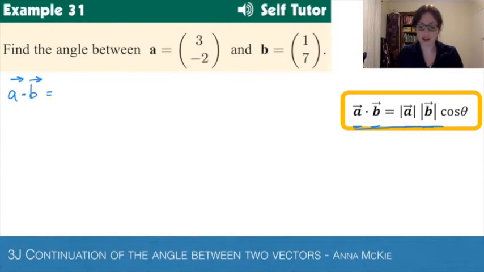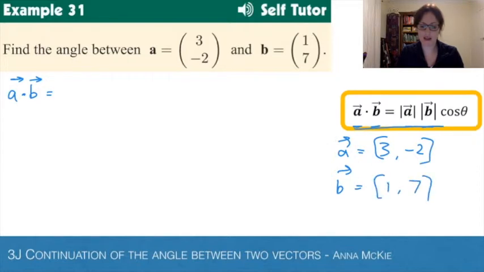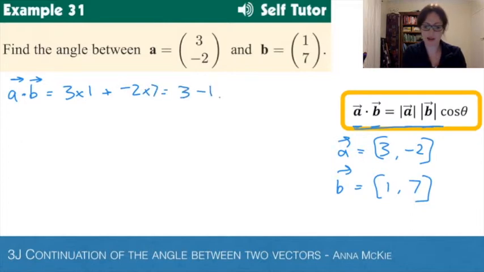I might just do it off to the side here because I quite like them in square brackets. So I'm going to work out A and B, just rewriting what we see there horizontally. There's vector A and vector B. Now to do the dot product of those, we multiply the corresponding components and then add. So we've got 3 multiplied by 1, and then we're adding on negative 2 multiplied by 7, and that gives us 3 subtract 14, which is negative 11.